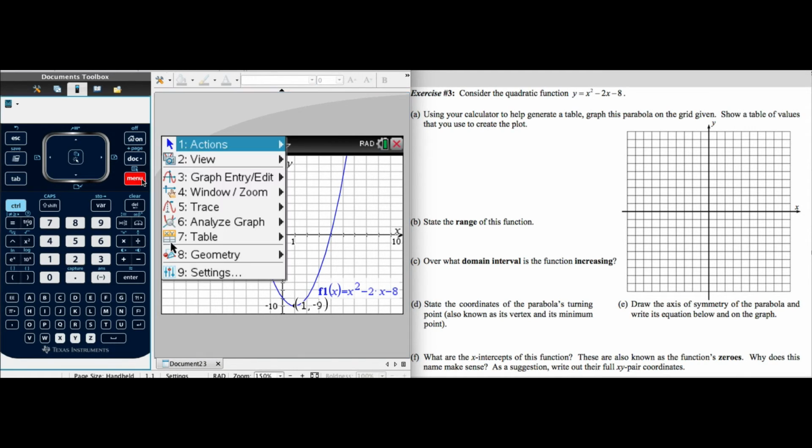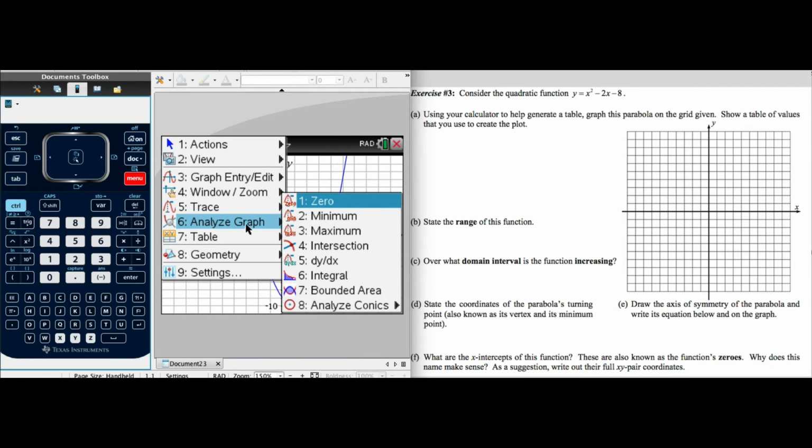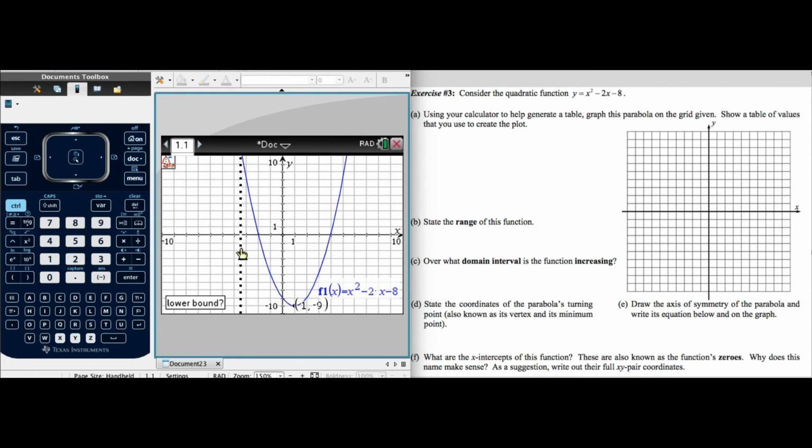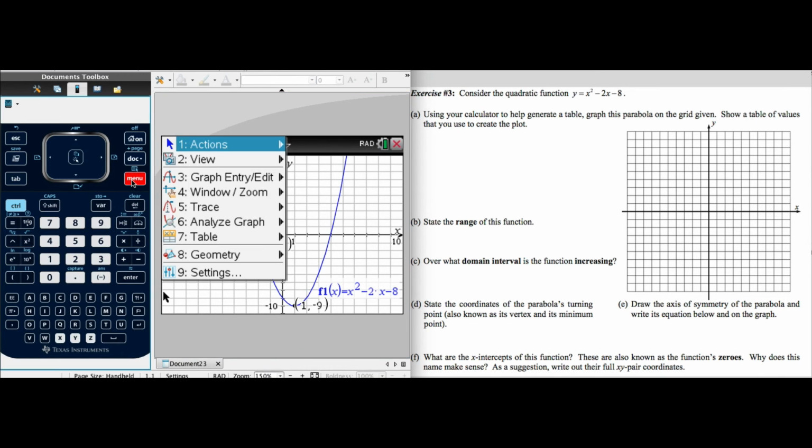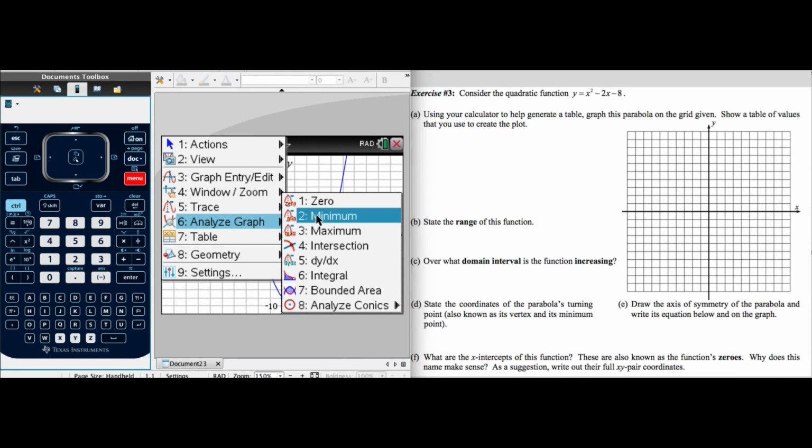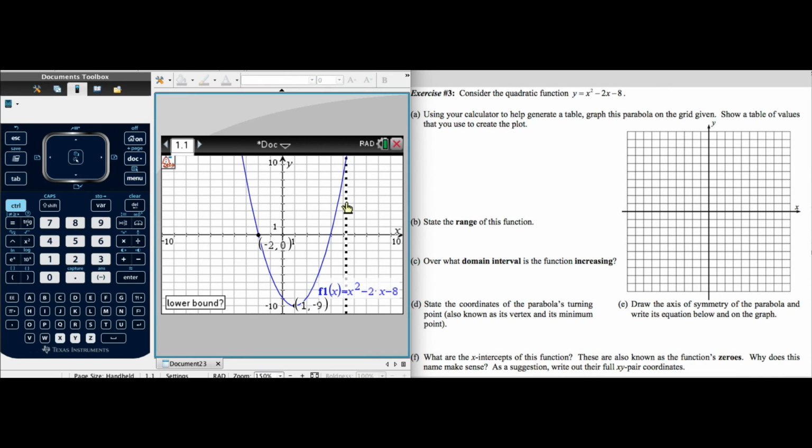So again, what do we do? Go to Analyze Graph, hit Zero. Okay, I'm going to set a lower bound, upper bound, and there's my zero. It's negative 2, 0. I want to find the other one. Hit Menu again, Analyze Graph, and hit Zero, and get a lower bound, upper bound, and there's our value, 4, 0.